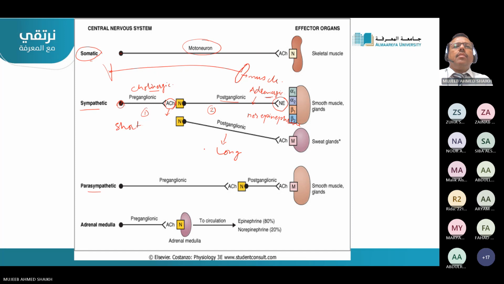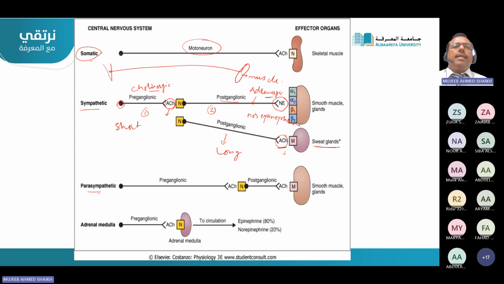Is it always adrenaline? No. There are some places where the postganglionic neuron, instead of secreting adrenaline, epinephrine or norepinephrine, secretes the same acetylcholine as the preganglionic fiber. This happens only in the fibers supplying the sweat gland. So the sympathetic fiber to the sweat gland secretes acetylcholine.